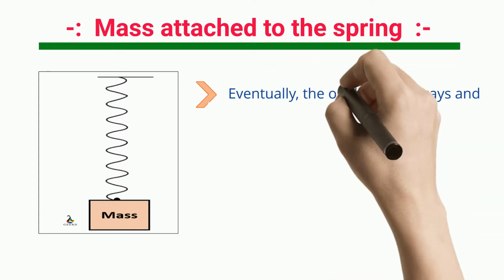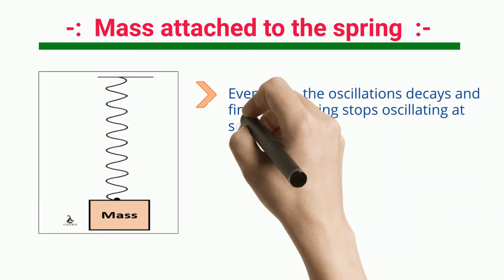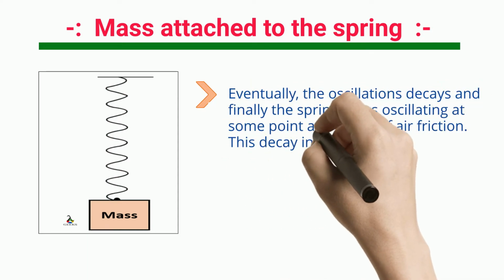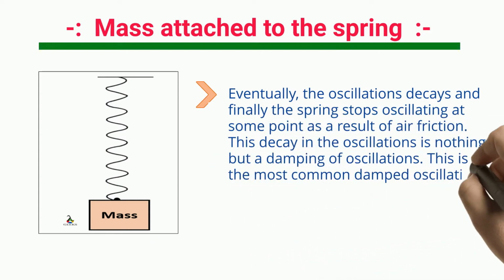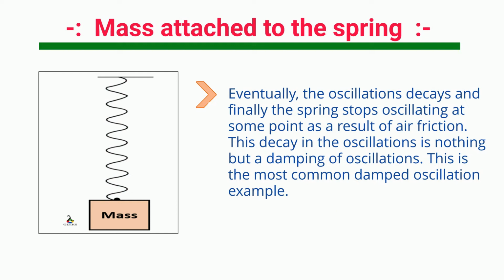These oscillations take place as a result of energy stored in the spring. Eventually, the oscillations decay and finally the spring stops oscillating at some point as a result of air friction. This decay in the oscillations is nothing but a damping of oscillations. This is the most common damped oscillation example.